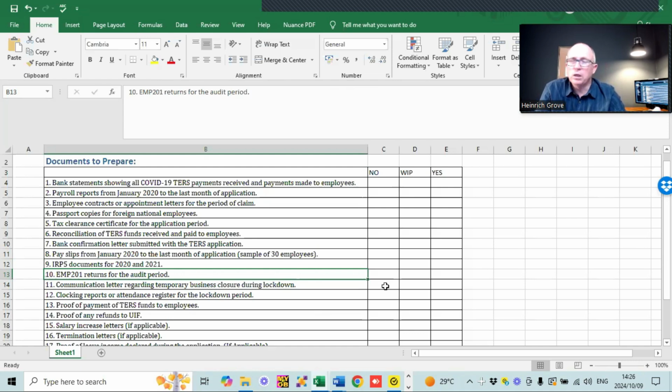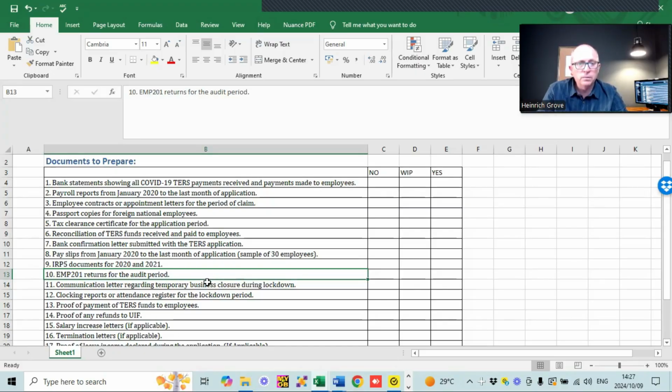Let's say, for instance, because a lot of people claim for the domestic employee, you weren't registered for Pay As You Earn. So then you just write the letter and say, listen, I was not registered for Pay As You Earn. I cannot supply the MP 201 because I was a domestic employer. Therefore, there are no MP 201s. It was not a requirement at the date when we were busy with these applications.